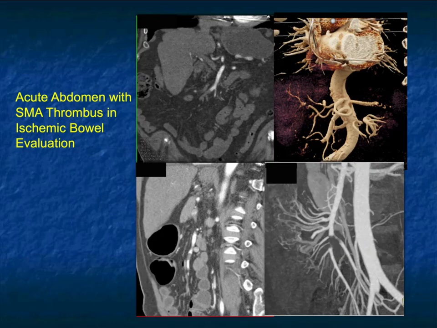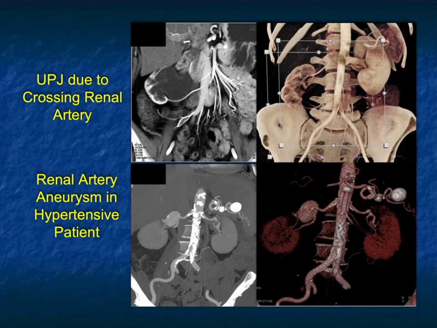It does make the point also, this is a subtle finding, but if you look at all of the images, maybe you won't see it on all 4 individually, but you'll pick it up at least on one of them and you'll make the correct diagnosis. And again, things that relate to the vessels. Here's just a simple example of the renal artery, which could be causing a UPJ due to location, but it's a normal vessel. It's a location that's the problem, cutting across the UPJ. And here was a hypertensive patient with a renal artery aneurysm.